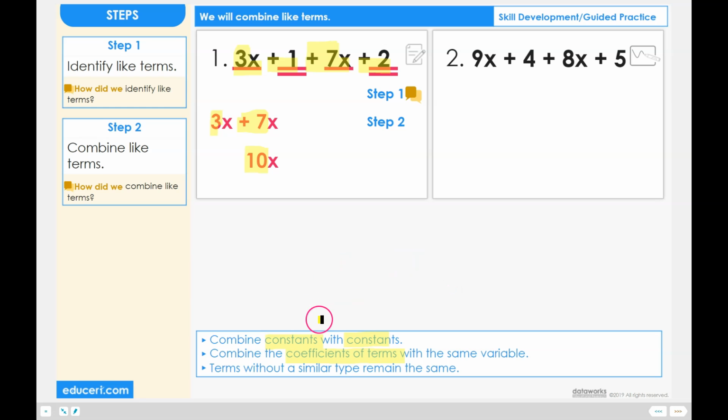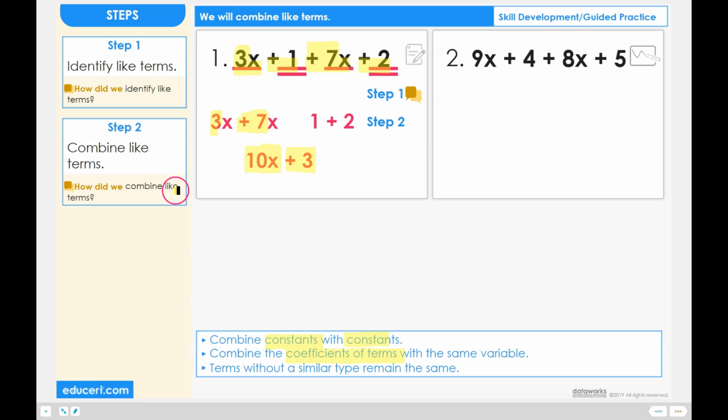Now that we have combined the variable term, let's combine the constant term. 1 plus 2 equals 3, so we will put 10x plus 3 as our final expression. These two terms cannot be combined because they are not the same type. One is a variable term and the other is a constant term. These do not combine together.